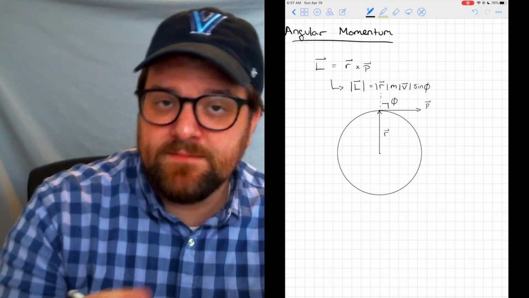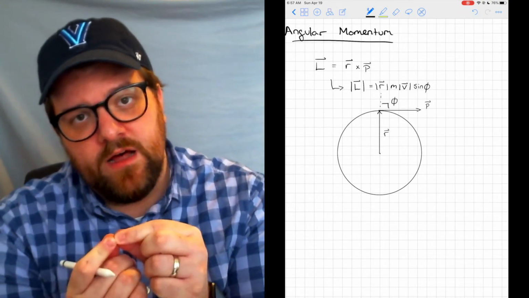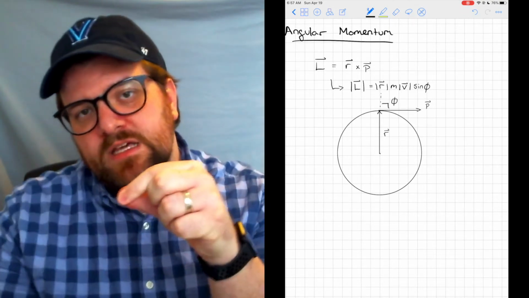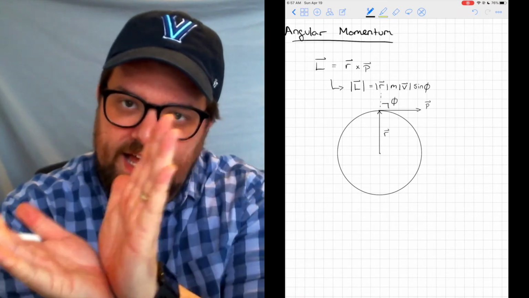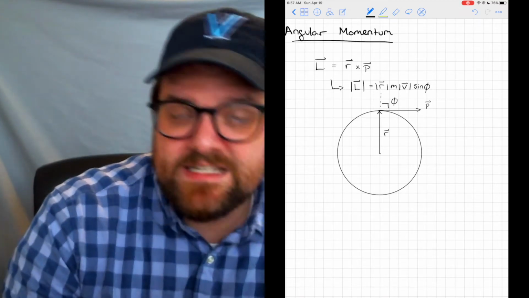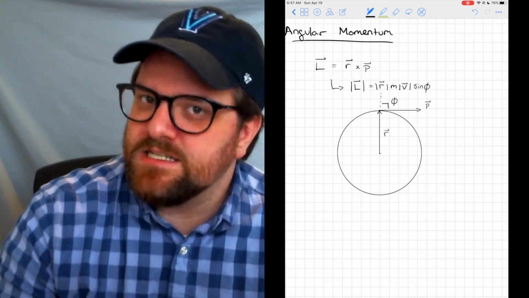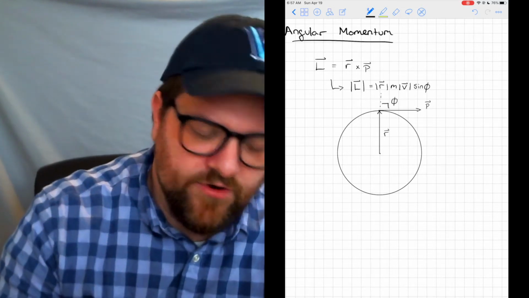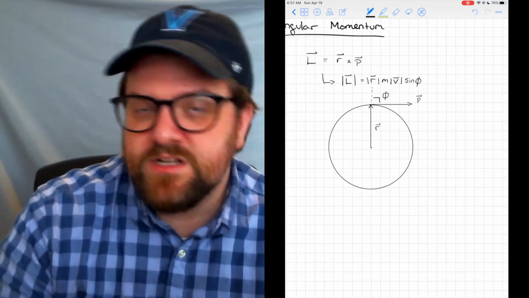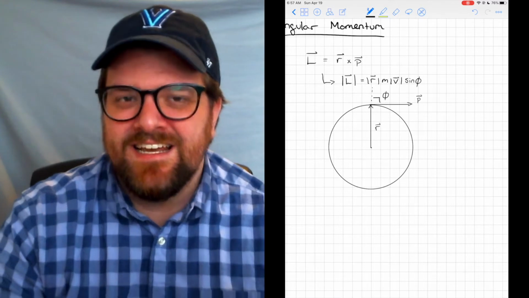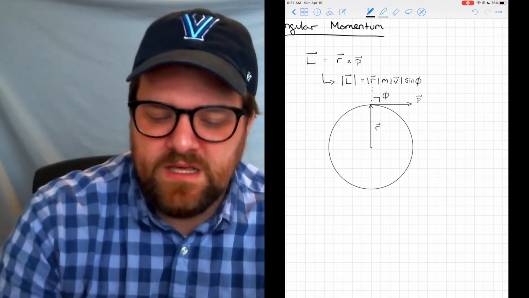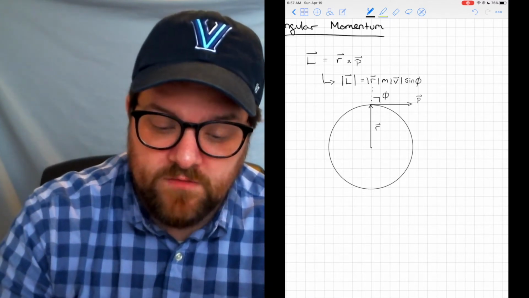I want to have tip to tip, r extending up, p extending over. That is the angle between them. In this case, it's 90 degrees, which maximizes a cross product. But we're going to see that that's not always the case. We don't always have to have r and p at a 90-degree angle.